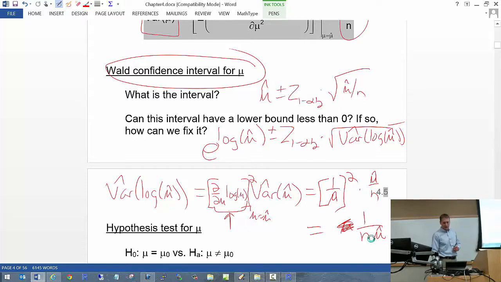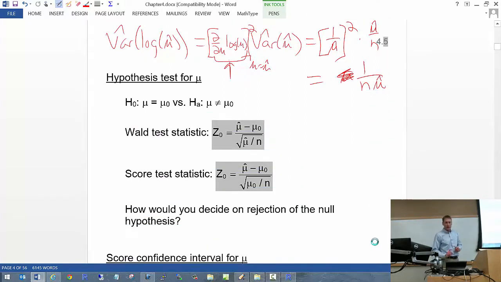Okay, well, what about a hypothesis test for mu? Maybe you want to test, is mu equal to mu 0 versus mu does not equal mu 0? Well, as you might expect, a Wald test statistic would be mu hat minus mu 0 divided by the square root of mu hat divided by n. Use a standard normal approximation of it. A score statistic, remember we talked about a score test in the past, is essentially the same except for this part right here. You put mu 0 in there instead.